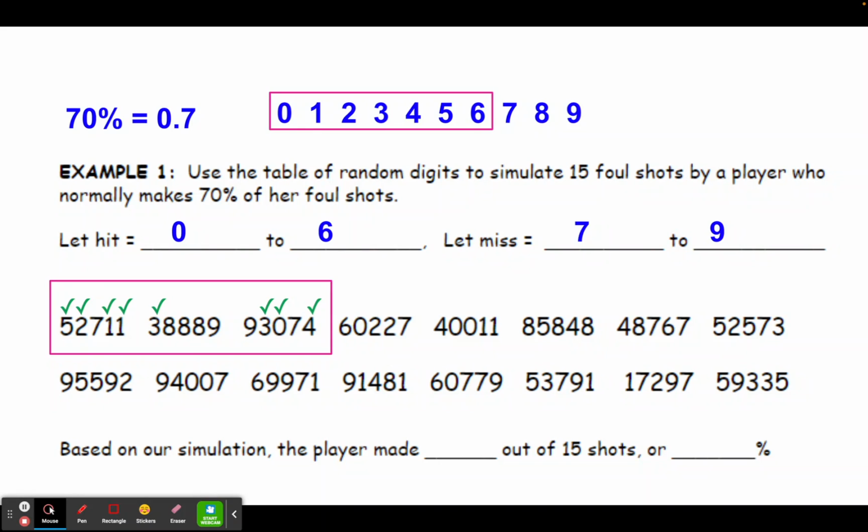And if we go through and look through those first 15 digits, and I usually just put a little mark or maybe circle the ones that are a hit, notice then that we can count those up, and there are 8 of them altogether. So based on our simulation, the player made 8 out of 15 shots, and 8 out of 15 is 53.3%. So if we assume that her ability is 70% on this particular group of shots, she only made 53.3%.